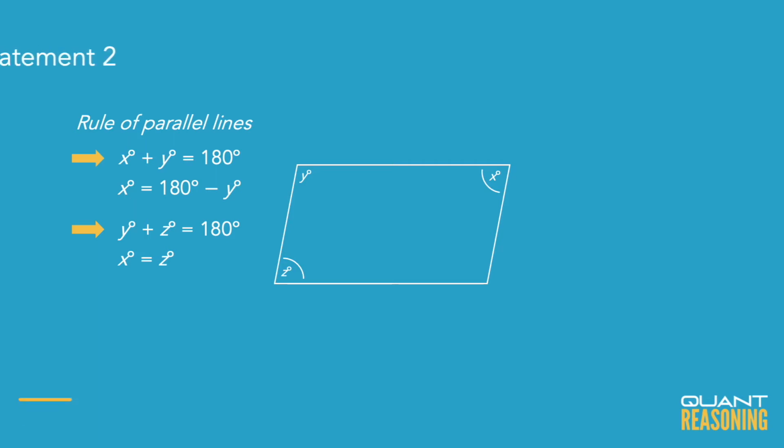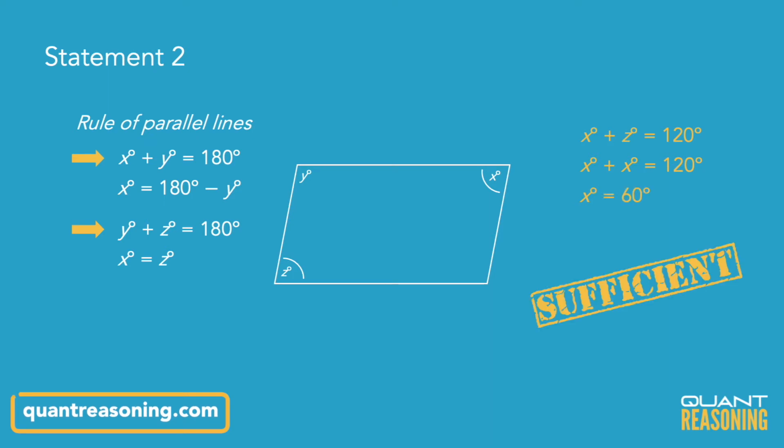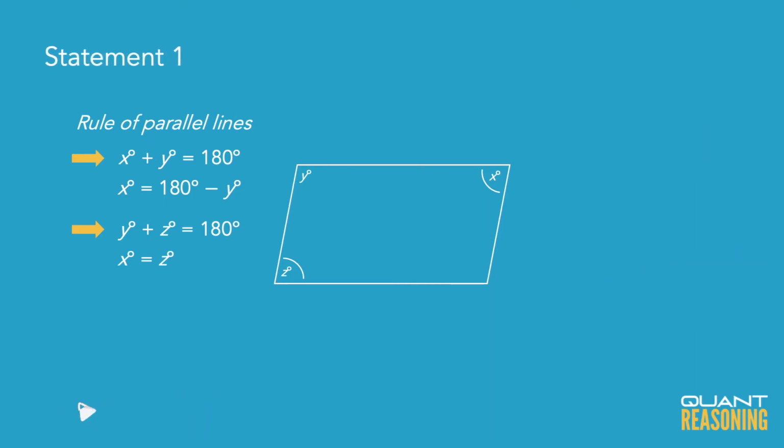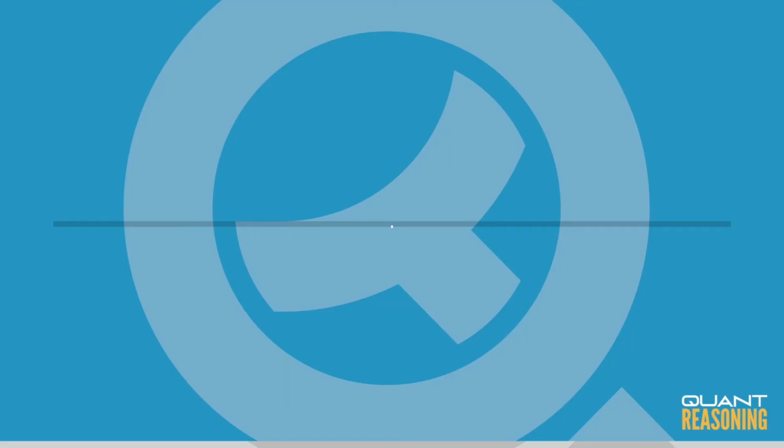Now, statement 2 tells us that the sum of these two identical angles is 120, so of course each of them is 60. This is sufficient. Statement 1 gives us the ratio of two angles whose sum is 180. Can we infer each of the values? Of course. This one is also sufficient, and therefore the correct answer is D.